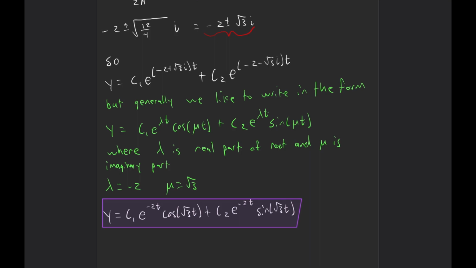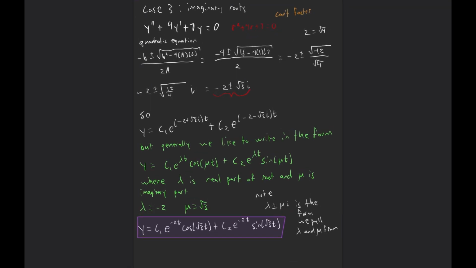And a special note here is the general form is lambda plus or minus mu i. When we have a solution like this where we have a real and an imaginary part, mu is like the magnitude in front of i pretty much, and lambda is like the real part. So yeah, that's that.